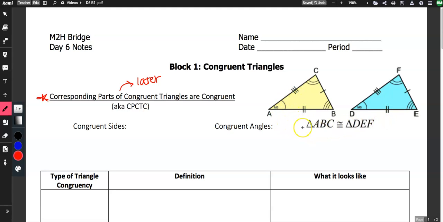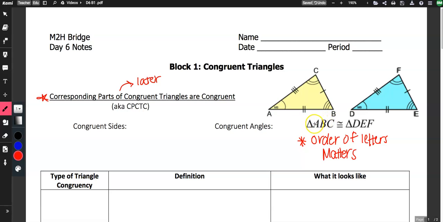be congruent. So the statement you see says triangle ABC is congruent to triangle DEF. One of the most important things when we're talking about congruent triangles is the order of the letters. So the order of the letters matters. It's very important, because the order of the letters refers to the vertices of the triangle, which in turn means the angles.